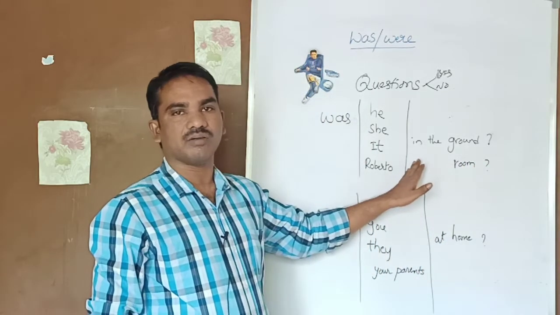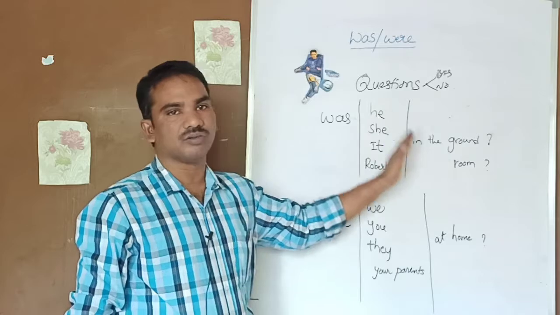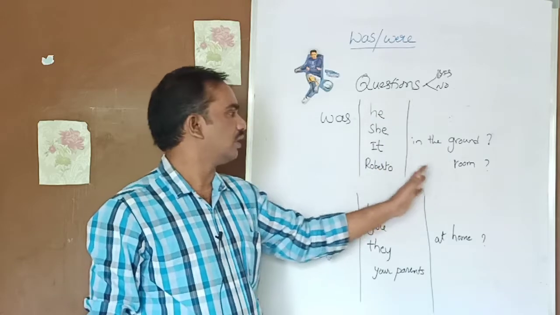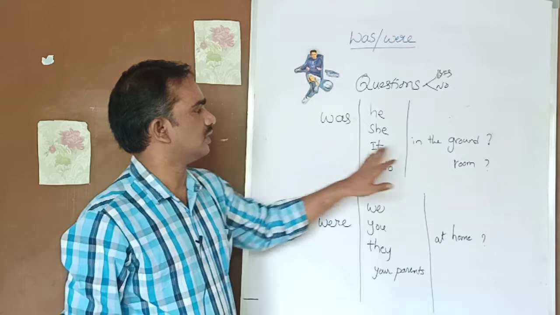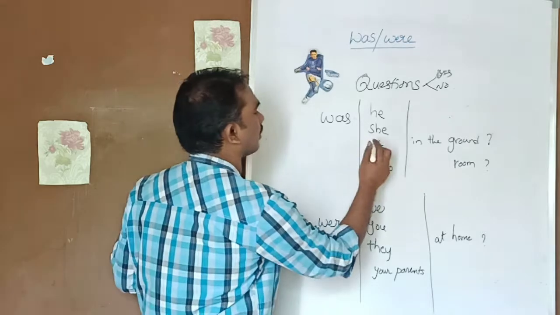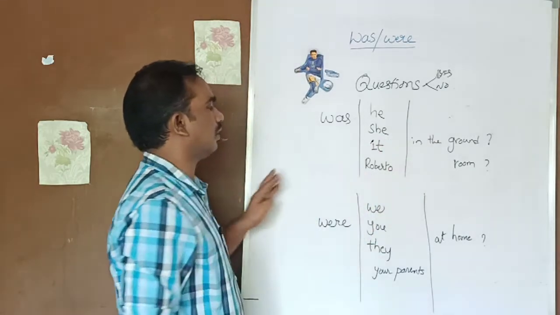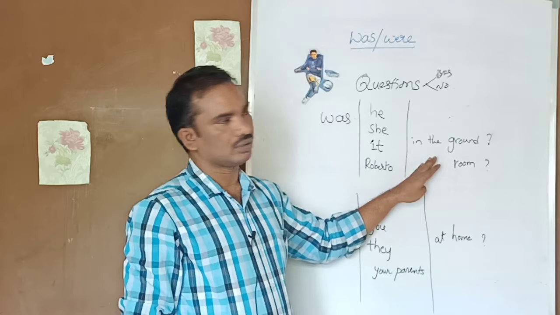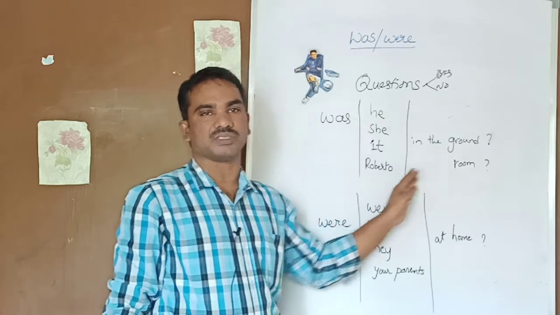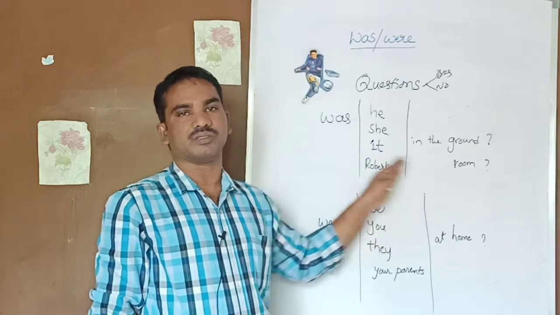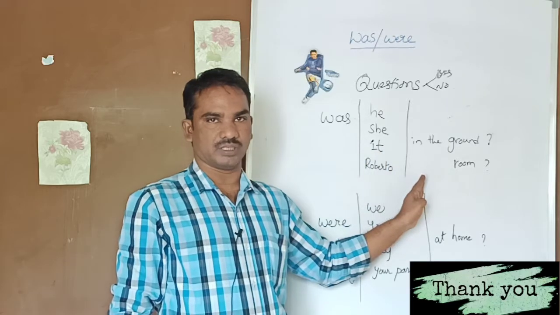Was he in the ground? Was he in the room? Was he in the office? Was he in the school? Etc. Was she in the ground? Was it in the ground? Was Roberto in the ground? Was Roberto in the room? Was Roberto in the office? Was Roberto in the studio?